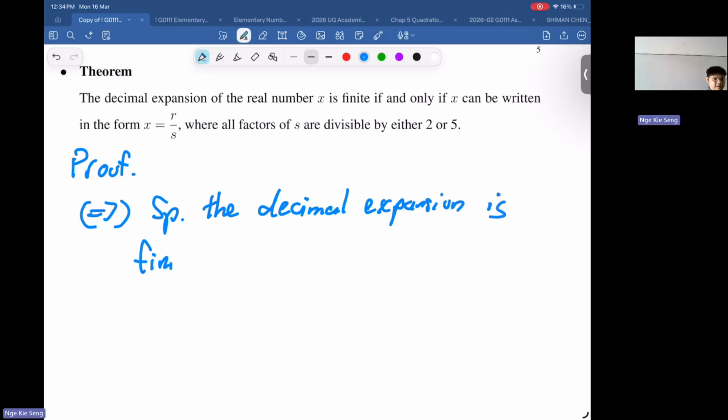Okay, so what does this mean? This just means that for large n, Cn will stop, right? For the rest, it will be 0.